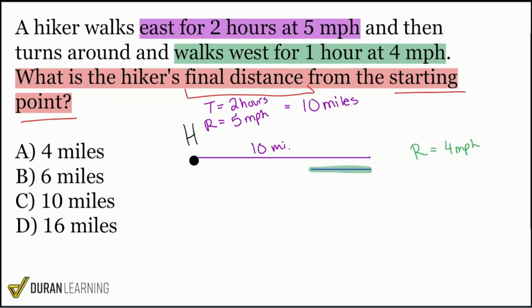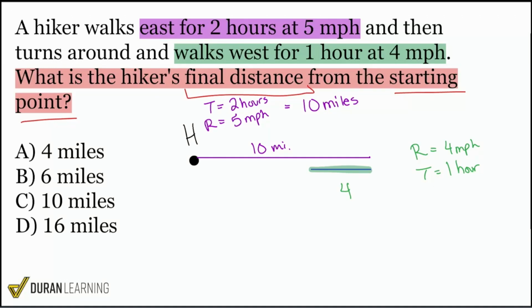Everybody, if we're only traveling for 1 hour, what's that distance going to be? Yeah, that's going to be 4. Because remember my party people, if it's 4 miles per hour, that means every hour it's 4 miles. Only 1 hour, only 4 miles. So there we are. We have 10 miles going east, 4 miles going west.